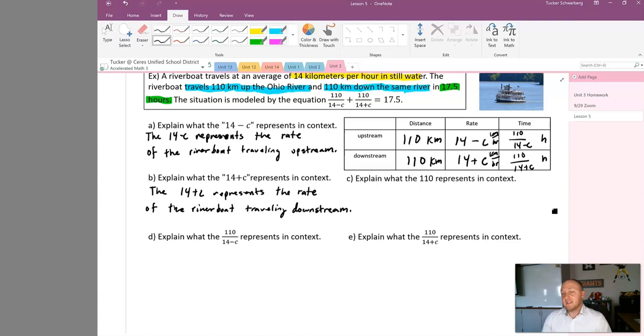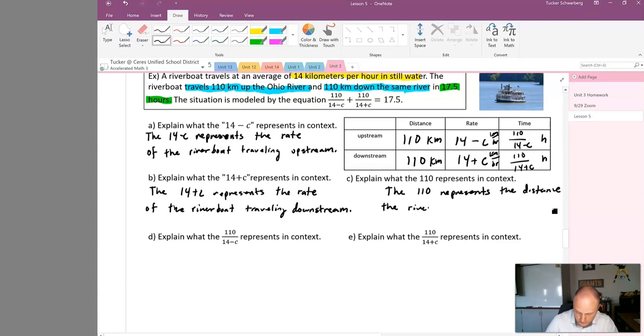Explain what the 110 represents in context. Well, the 110 represents the distance the riverboat travels upstream as well as downstream.